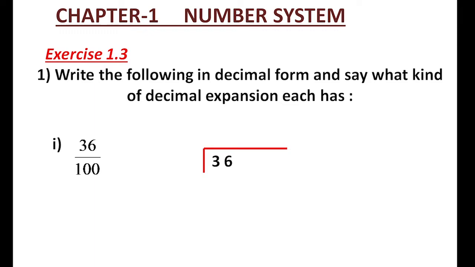36 by 100. We know that the numerator should be written inside the division symbol. So 36 by 100, that means how many hundreds we can take from 36. We know that we cannot take even a single hundred from 36. So we have to put 0 in the quotient and make the dividend as 36.0, and put the decimal point in the quotient also. Then consider the dividend as 360.